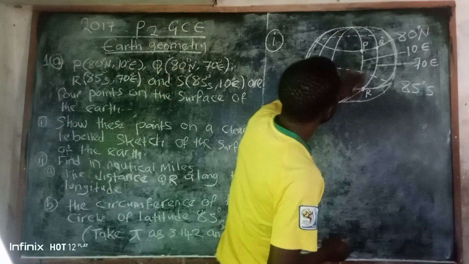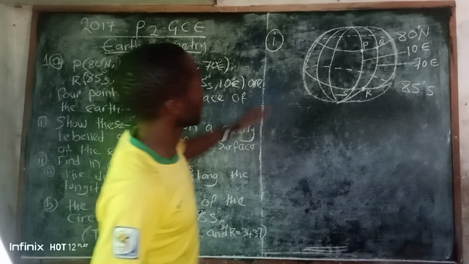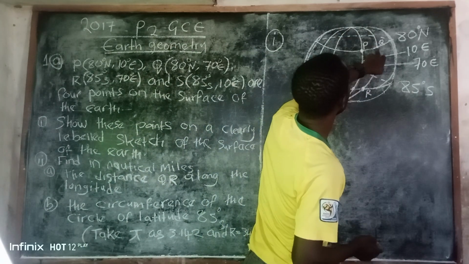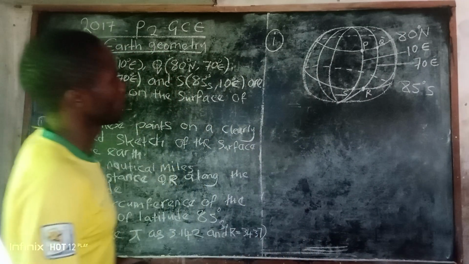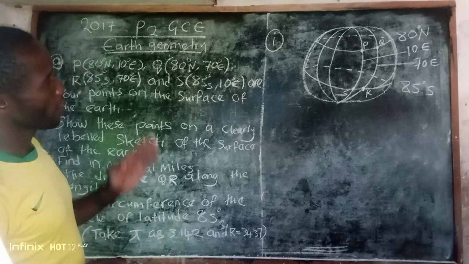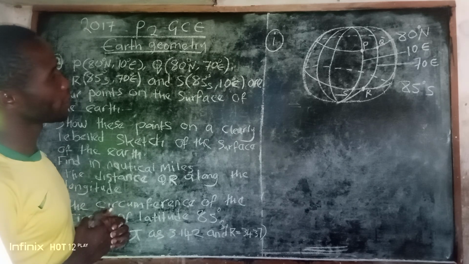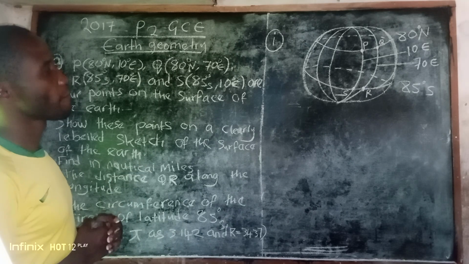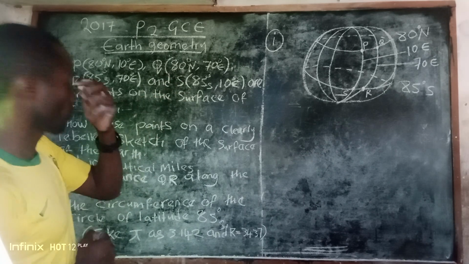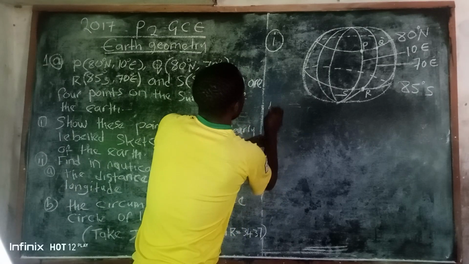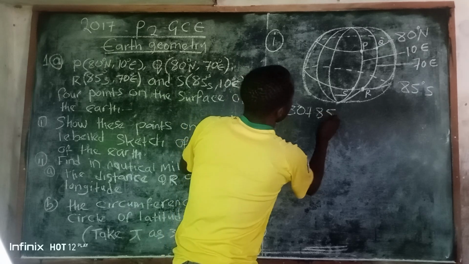So here, the difference between these 2 points is the one that we are going to start first. So let us look at the position of this point on latitude. This one is 80 degrees north and this one is 85 degrees south. So looking at the positions, these 2 points are not lying on the same position. Hence, we are going to add the degrees that we have there for us to find the difference between the 2. So we are going to say 80 plus 85. The answer is what?